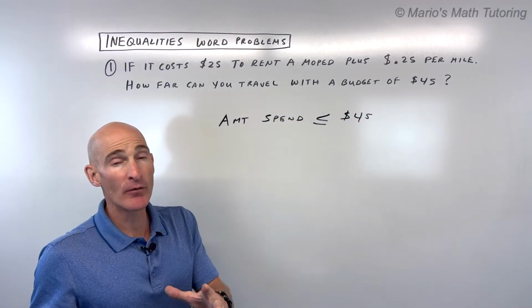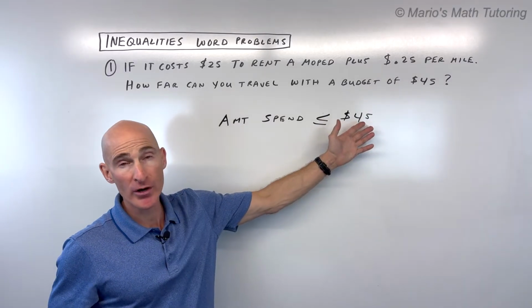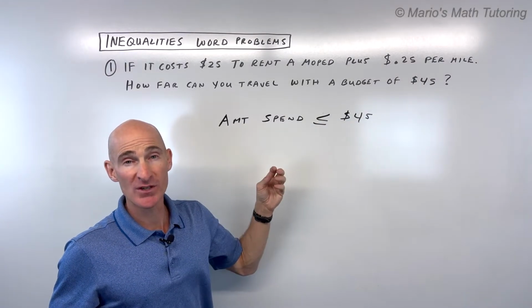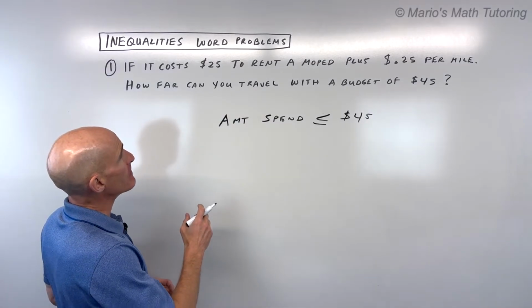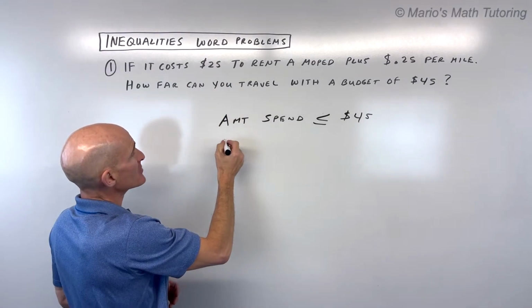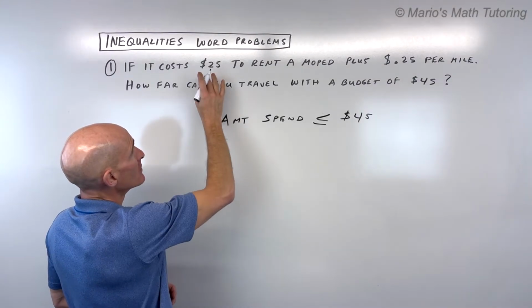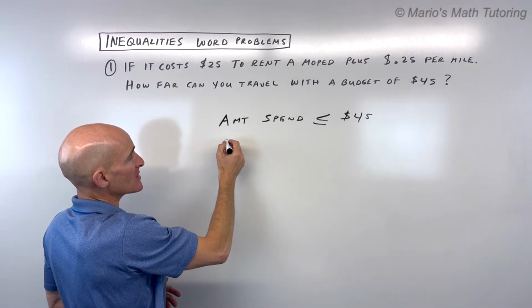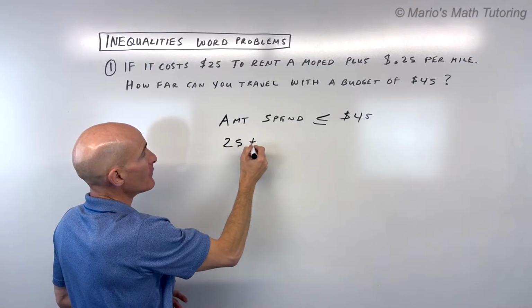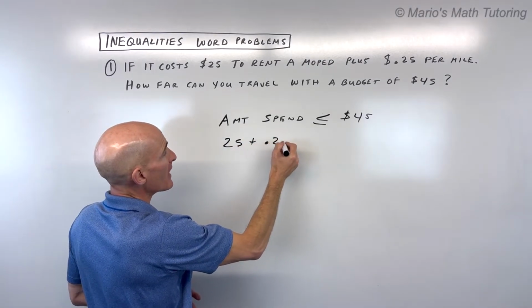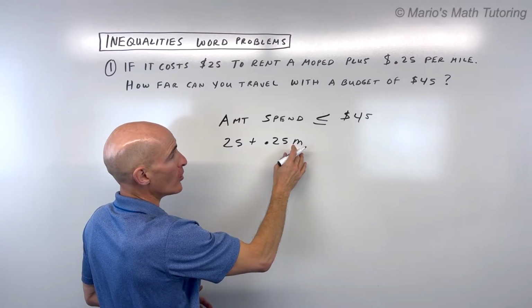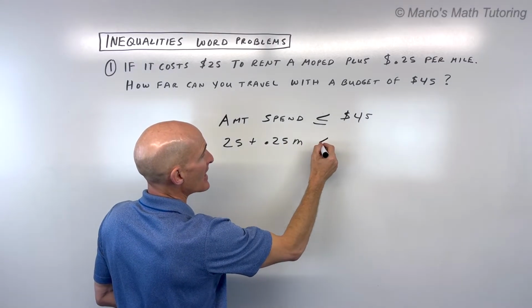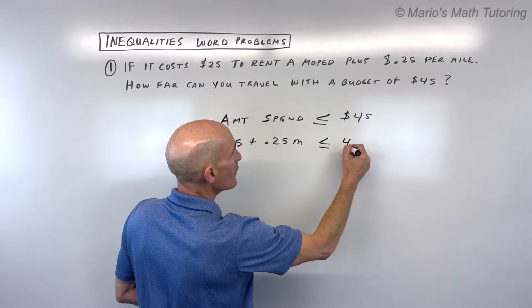So sometimes it's helpful to write it like a word inequality. So you put some words in there. Then you can go ahead and substitute some numbers. So we can say, it costs $25 to rent it. So we're going to say 25 plus 25 cents times the number of miles that you go. So that's the amount that you're spending, and it has to be less than or equal to $45.